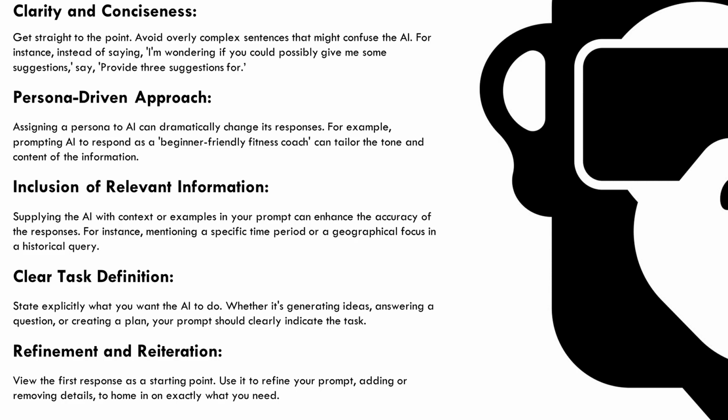Clear task definition. State explicitly what you want the AI to do. Whether it's generating ideas, answering a question, or creating a plan, your prompt should clearly indicate the task. Refinement and reiteration. View the first response as a starting point. Use it to refine your prompt, adding or removing details to hone in on exactly what you need.